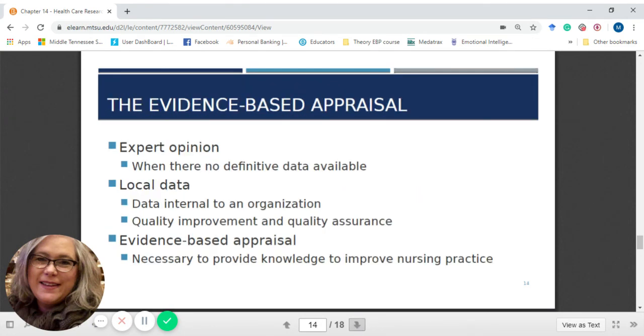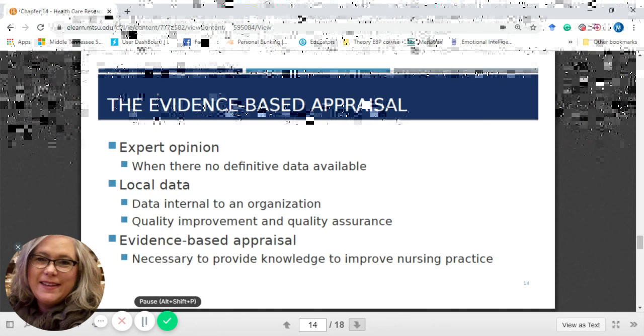So with appraising evidence, we're going to look at expert opinion. Our clinical practice guidelines came from experts in what the current body of knowledge is. We're going to see what's going on within the organization and within the area of practice that you're working in. And we're looking at quality improvement and quality assurance. And when a clinical problem comes up, we can use our evidence-based appraisal to see where we're at.